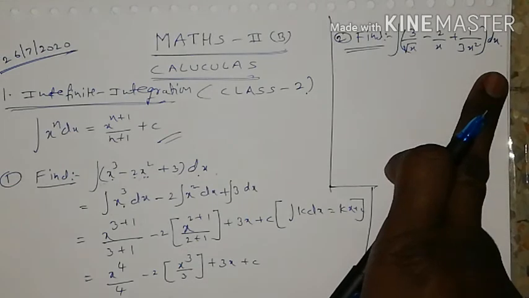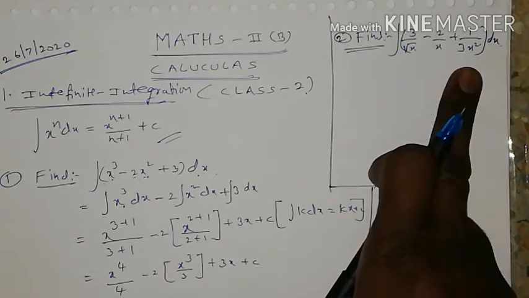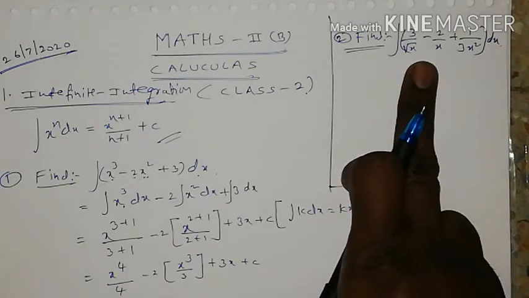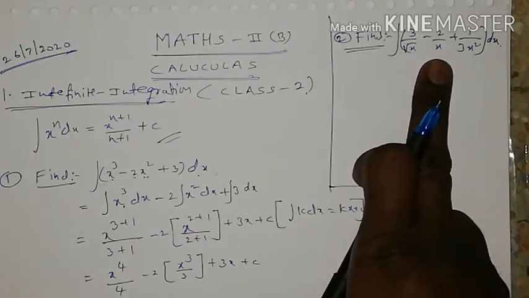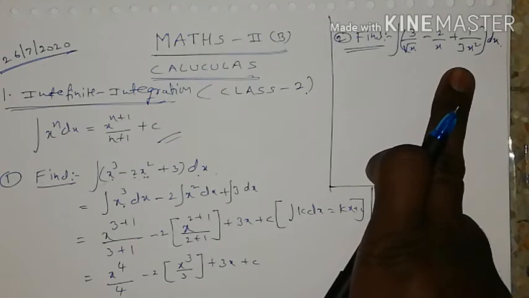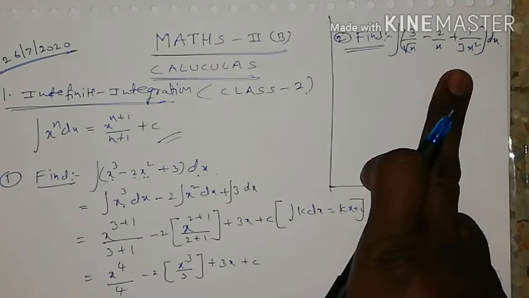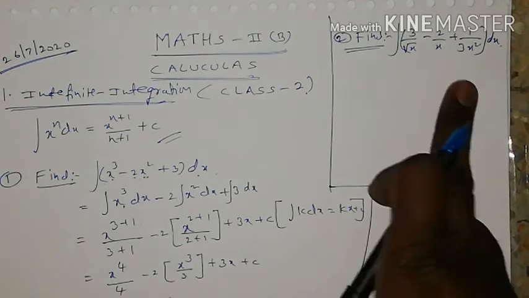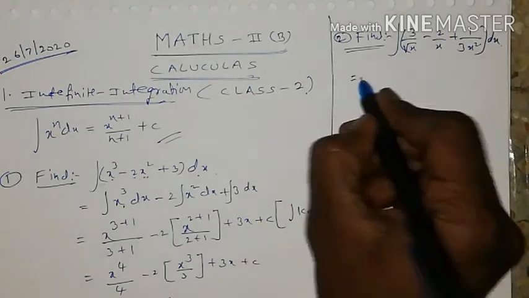Integration of 3 by root x minus 2 by x plus 1 by 3x square whole dx. So here also observe, how many terms? 3 terms. What is the first term? 3 by root x. Second term is minus 2 by x. Third term is 1 by 3x square. So what I said, when a group of terms are given, what we have to do? We have to separate them. Write separately each term with integration. So here I am separating.